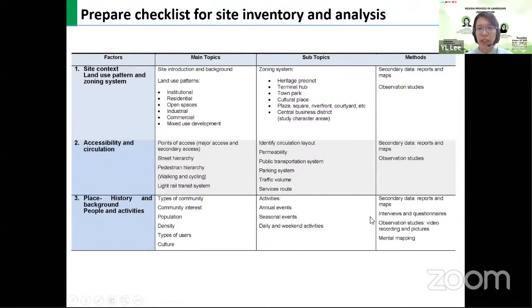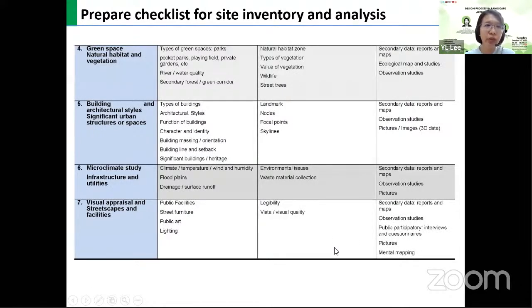So basically, you can refer to this right here. Based on your creativity, you can do what you want, like site observations, video recording, mental mapping or cultural mapping. Think about which one is easy for you to record the data, analyze, and put in your design on the paper.